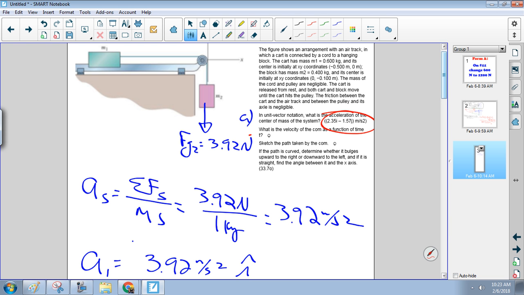All right. Then it says sketch the path taken by the center of mass. Well, look, your velocity is, let me write out what the answer gives you. 2.35 I minus 1.57 J times t, right? So, do you agree that the angle is not going to change? No matter what t is, your x and y components are always going to be in this proportion, right? So I think the center of mass is just going to go kind of this way with a slope of negative 1.57 over 2.35. So the center of mass just goes in a straight line.